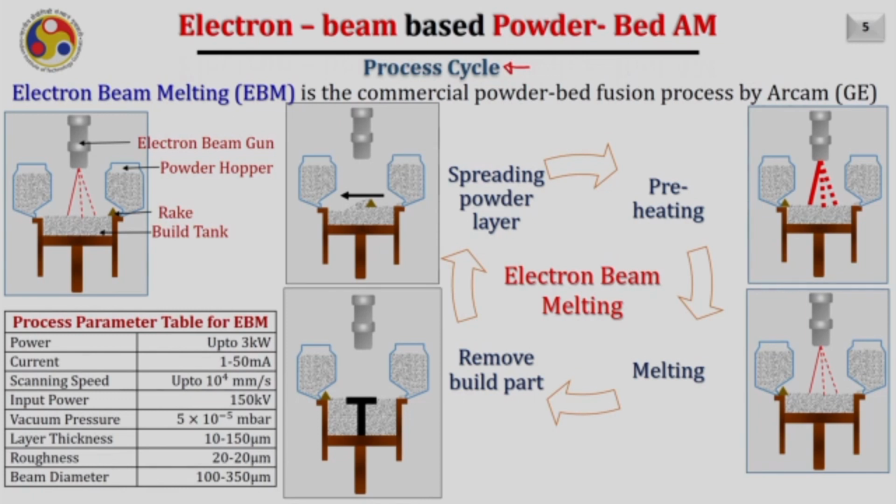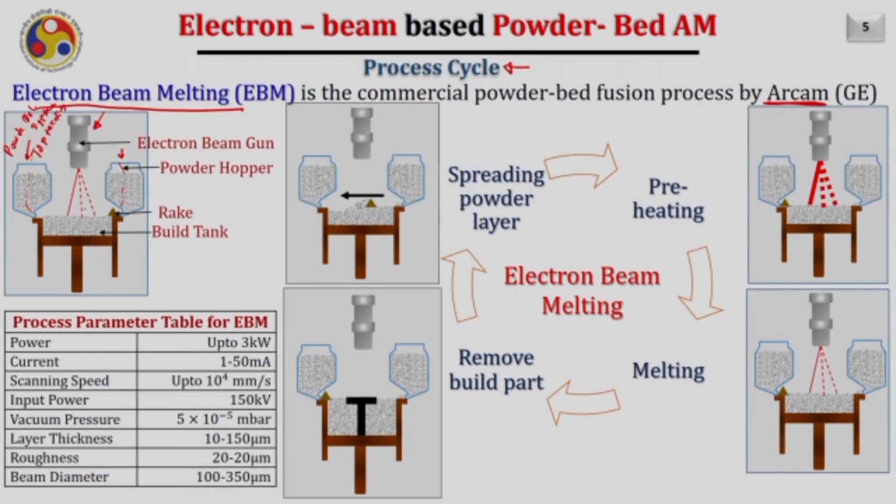So, electron beam based powder additive manufacturing is popularly called EBM, electron beam melting, and it is the commercially available system by ARCAM. So, here you can see there is an electron beam gun and there are two powder hoppers. These powder hoppers deliver the powder to the recoating system, and these are nothing but the powder delivery system. And of course, it is nothing but the top feeding.